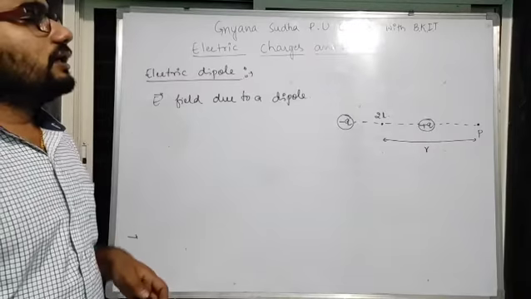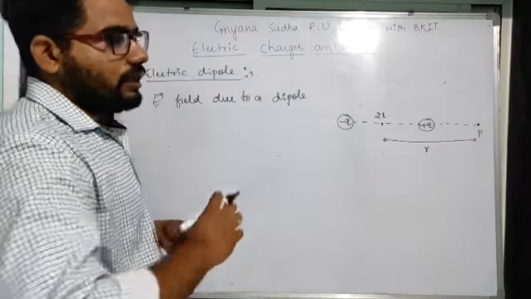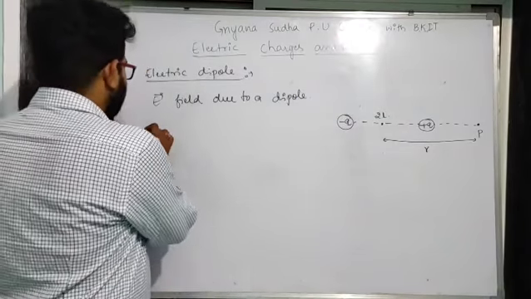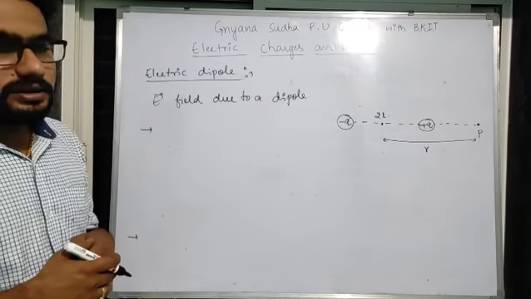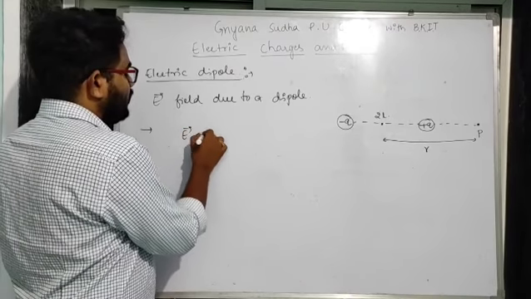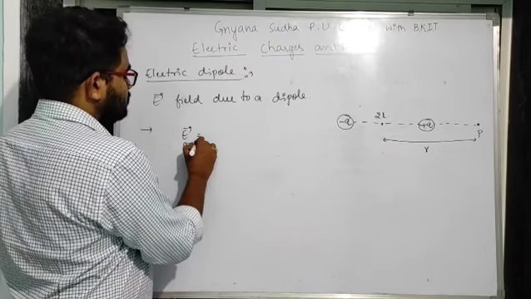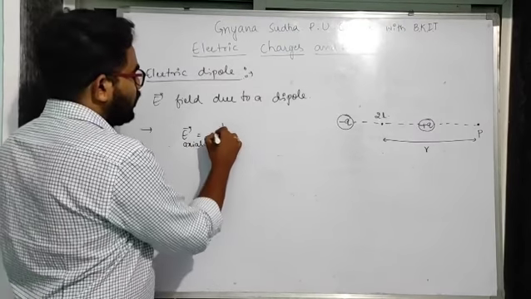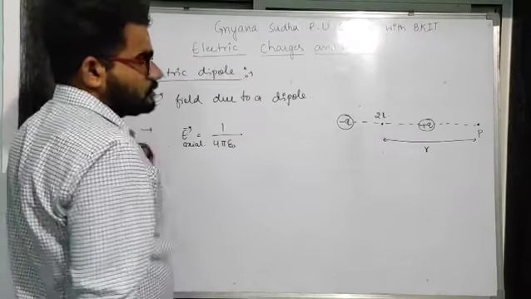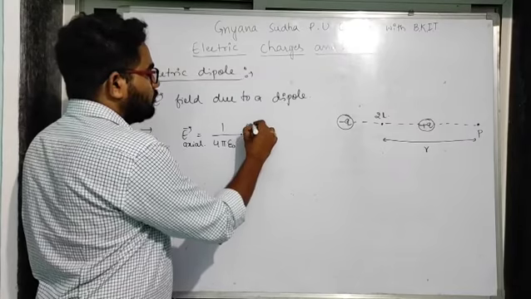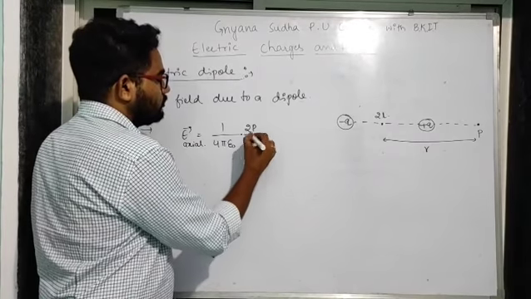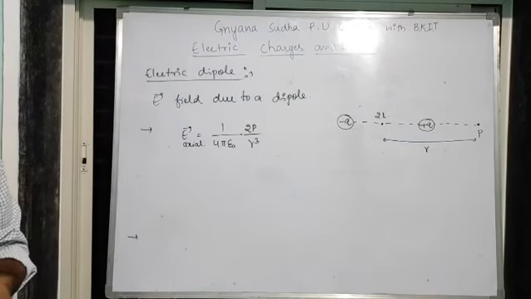Now what will be the electric field at point P? I will not derive the whole formula because it will take time. I will directly give you the formula that we will apply. So electric field at point P, that is axial, will be 1 by 4 pi epsilon naught into 2p divided by r cube.